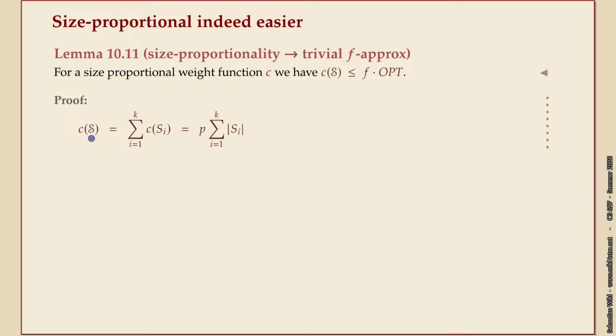You take the cost of all the sets, which is just the sum of all their cost. Now, we know this is size proportional, so each of them is P times their size. And now we're just rewriting the sum of the sizes of all the elements in terms of frequency. If I sum this over the elements, then I get every element exactly Fe times. And F was an upper bound for all the Fe's.